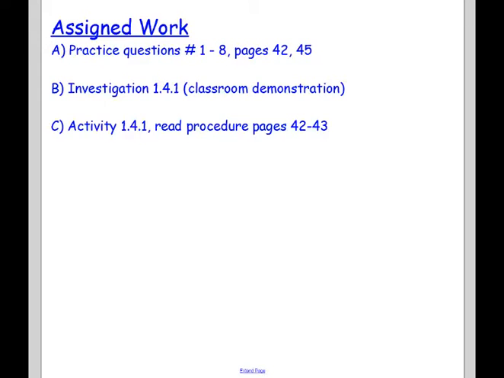We're going to be looking at burning elements and using the Bunsen burner to produce flames of different colors, and how we can use that to qualitatively identify an unknown. And the questions that we're going to be working on in the textbook, once we've looked at all the different ideas in this section, are found on pages 42 and 45, 1 to 8.